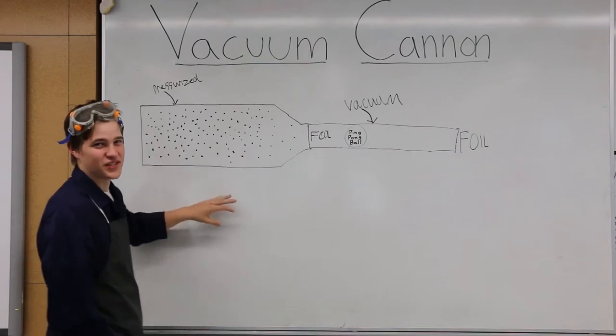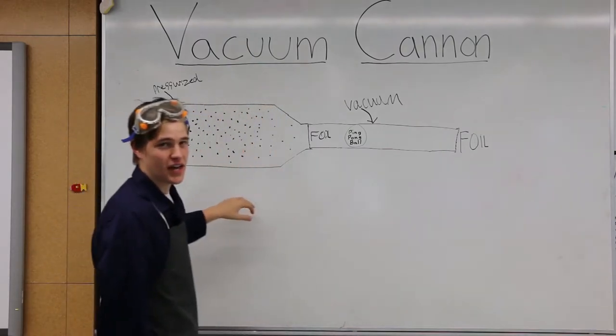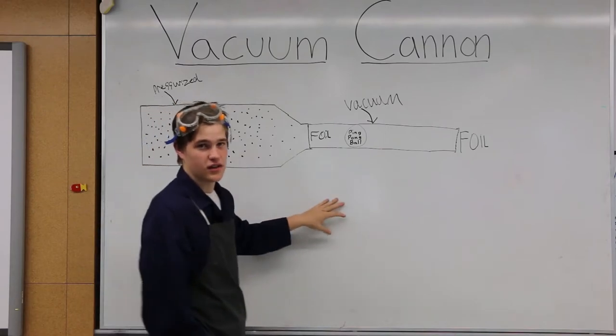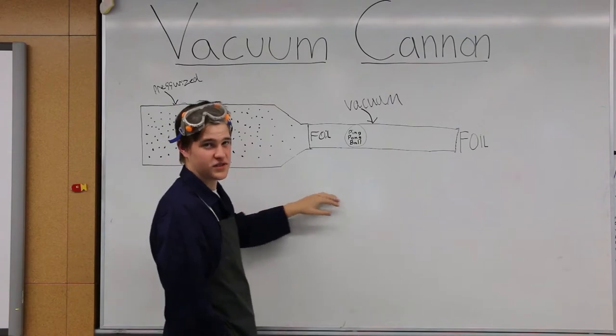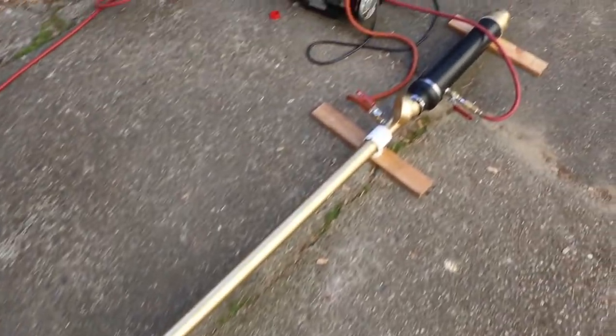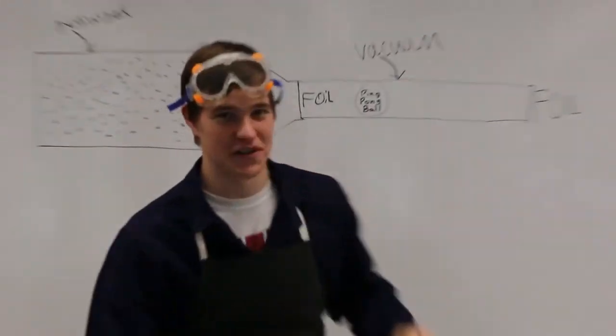We can use gauges to measure the PSI and the pressure in the vacuum chamber. We can then use that ratio and compare it to the speed of the projectile to figure out how the difference in particles affects the speed of a projectile in a vacuum cannon. Time for the real science.